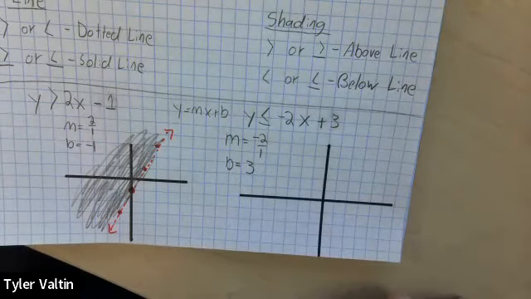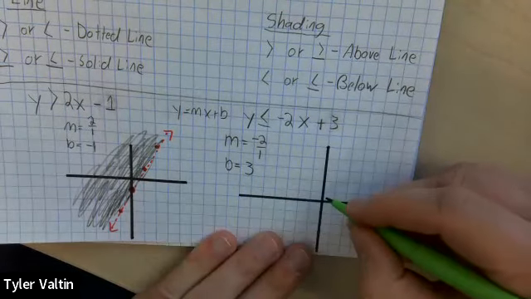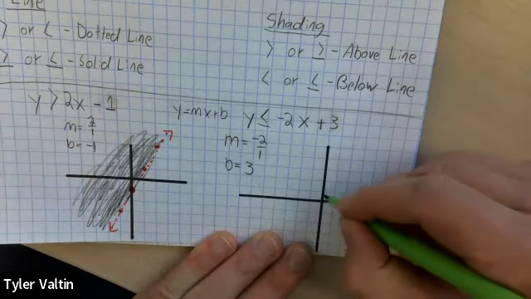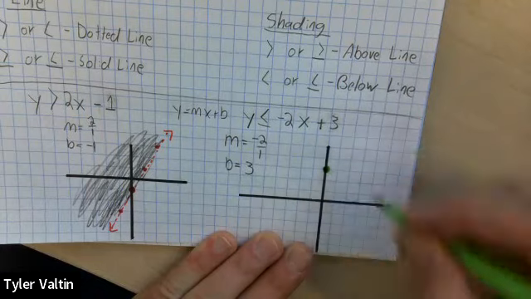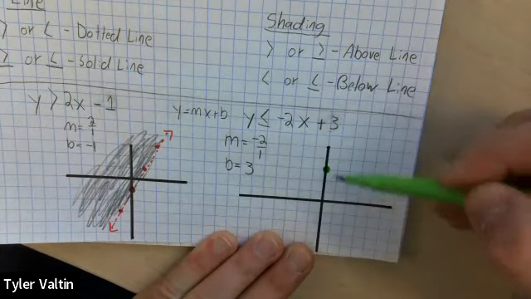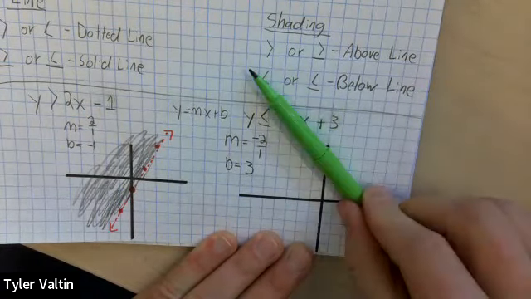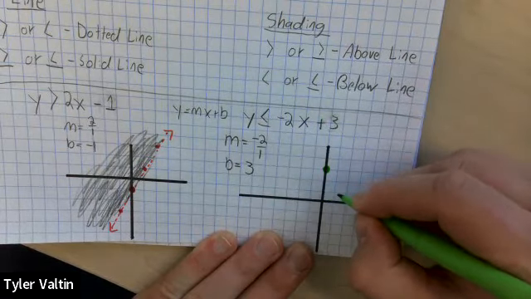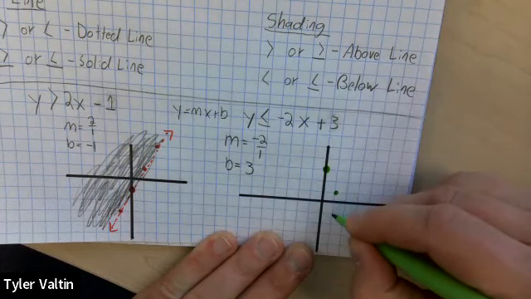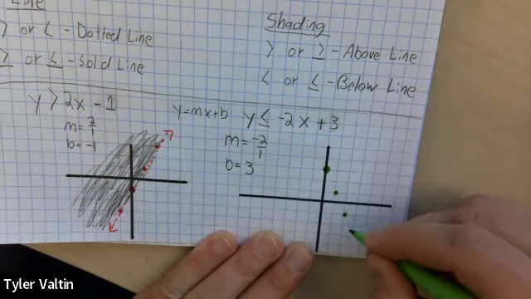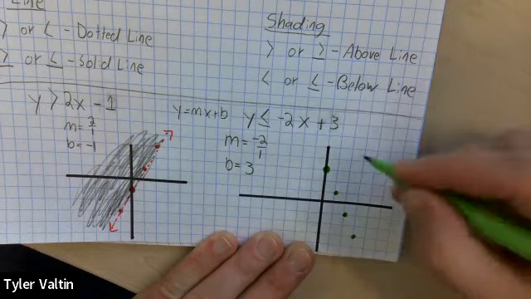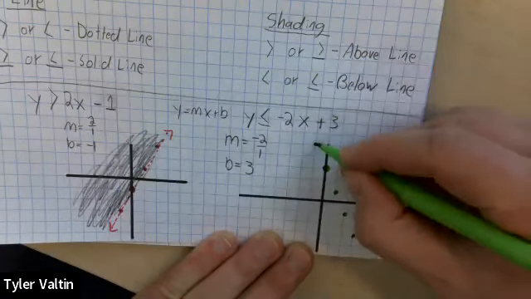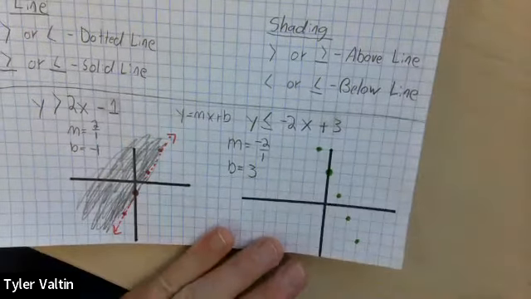I'm going to do it in green this time. So here's my y-intercept 1, 2, 3. And my slope, I'm going to have a negative slope. So it's going to be going downwards like this. And I'm going to go rise 2/1. 1, 2/1, 1, 2/1, 1, 2/1. Okay, so there's my line.